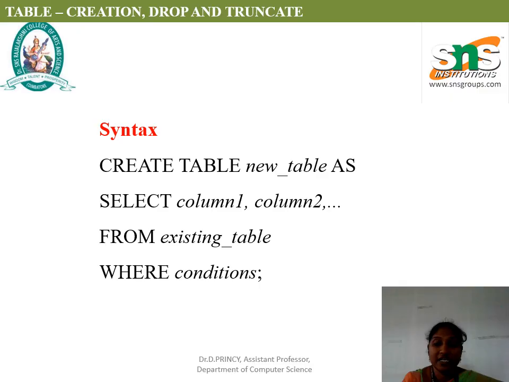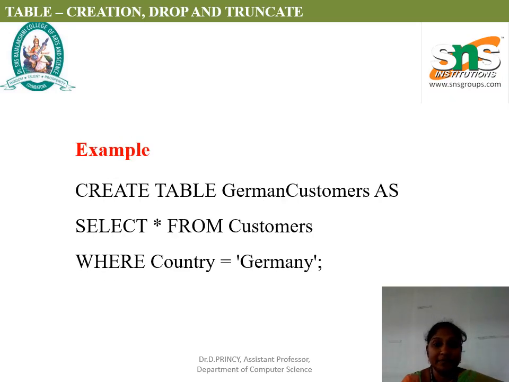So it combines two statements together. Create table is one statement, select is another statement. Example: create table GermanCustomers as select asterisk from Customers. We are selecting the rows from Customers. The rows must satisfy country equal to Germany, which are the rows having the value Germany in the column country. Only those rows are retrieved from the Customers table and stored in GermanCustomers.